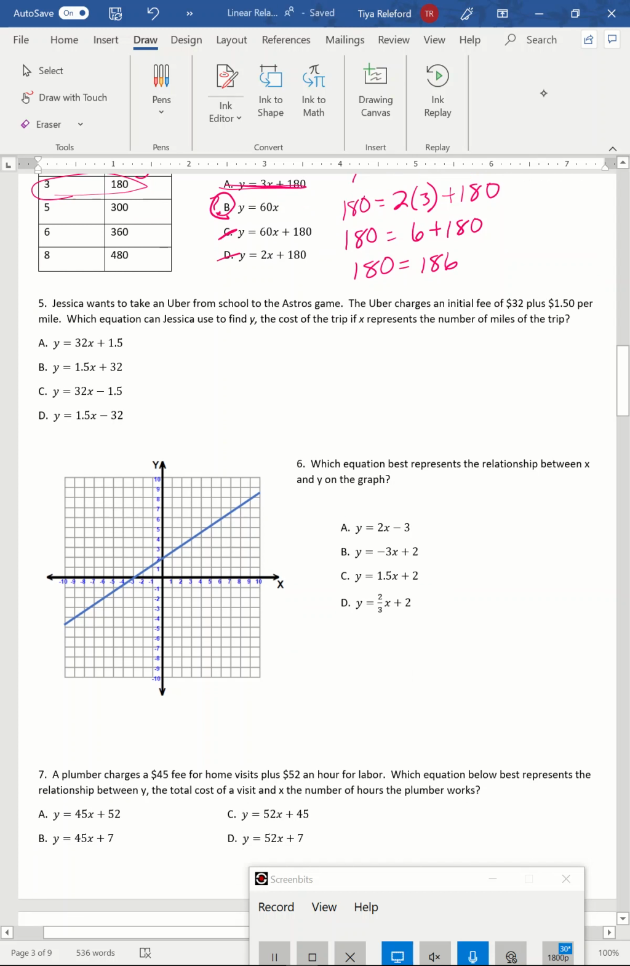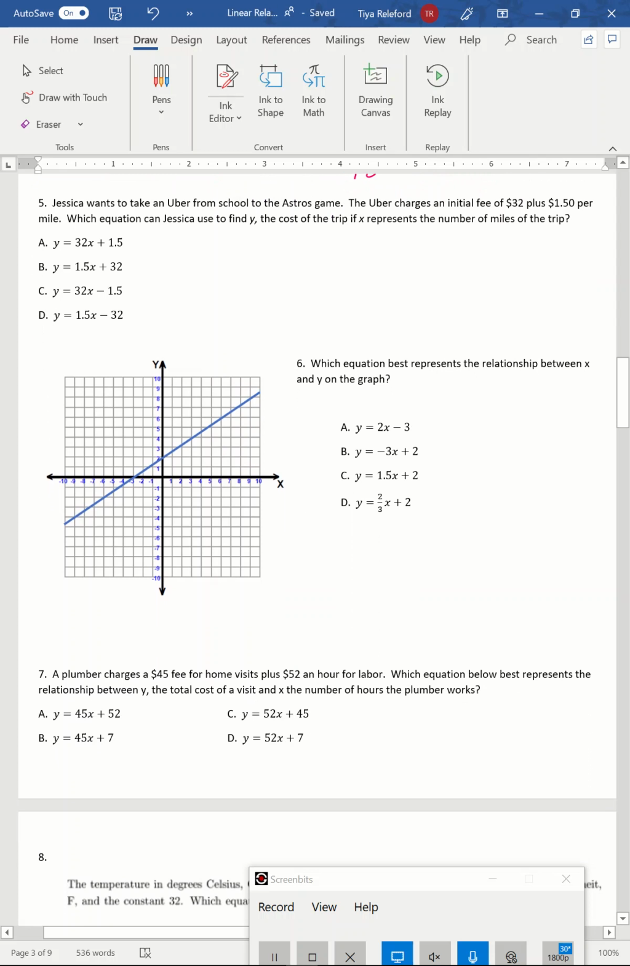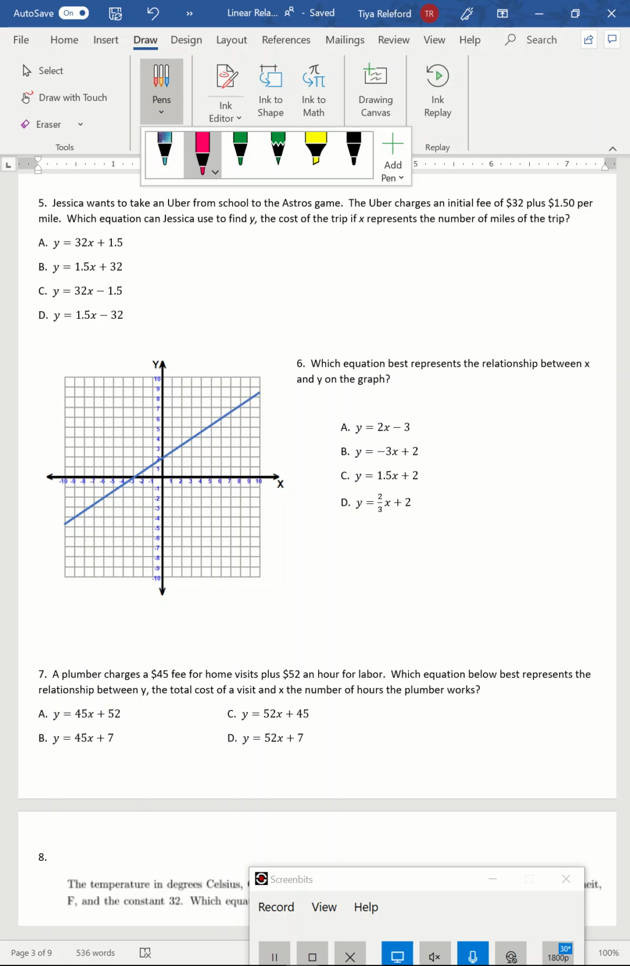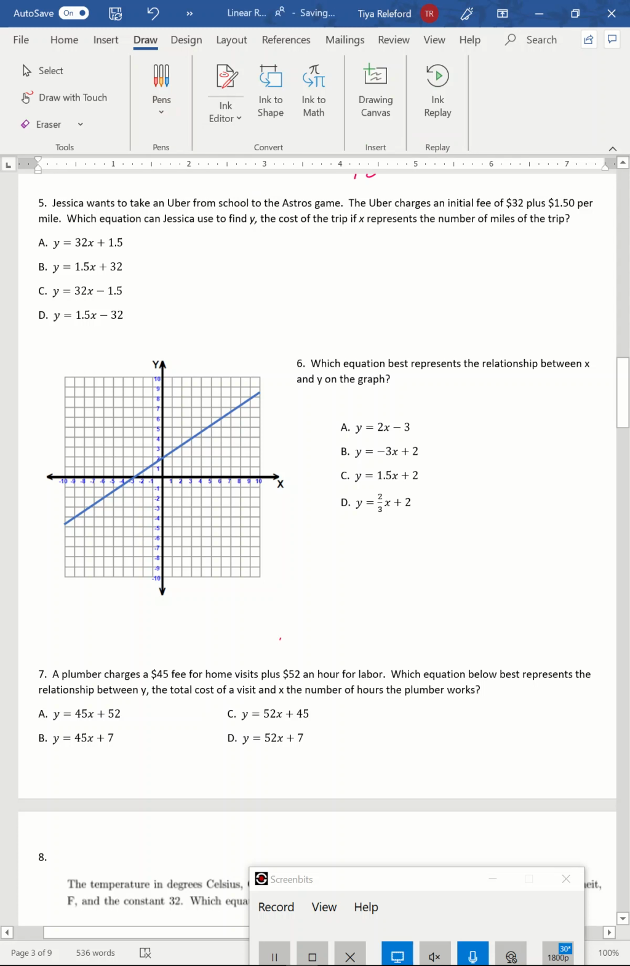Now, number 5, it's a little unfair to give to you because we haven't actually learned how to do this yet. I think you learned it on Friday, but I think you can pretty much figure it out. It says, Jessica wants to take an Uber from school to the Astros game. The Uber charges an initial fee of $32 plus $1.50 per mile. Which equation can be used to find y, the cost of the trip, if x represents the number of miles?